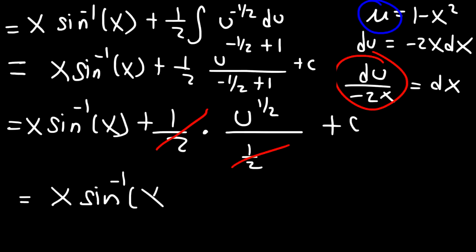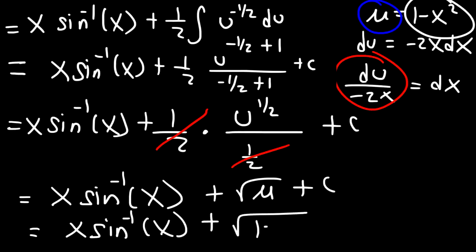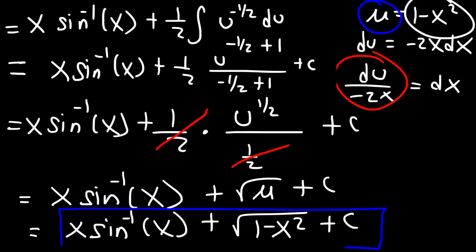Now u to the 1/2, we can rewrite that as the square root of u. And then we can replace u with 1 minus x squared. So this is going to be the final answer: x arcsine of x, plus the square root of 1 minus x squared, plus c. So this is the integral of the arcsine of x function.